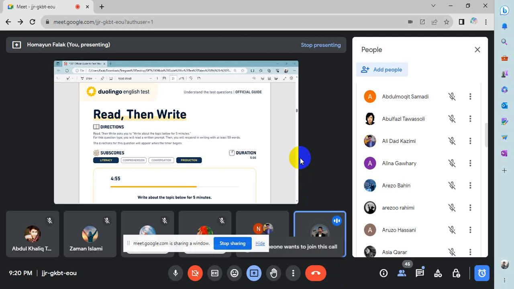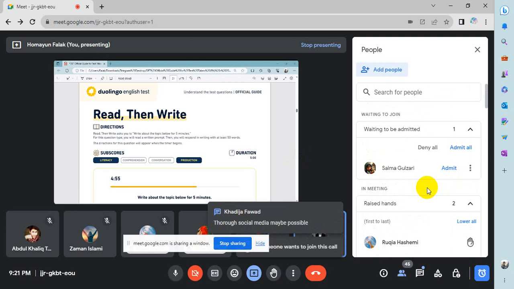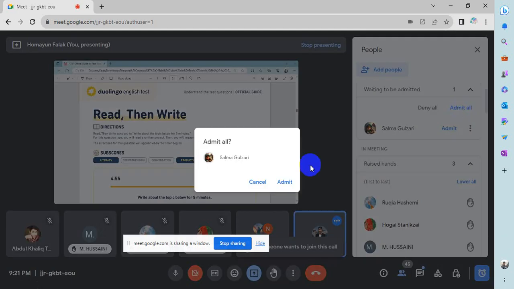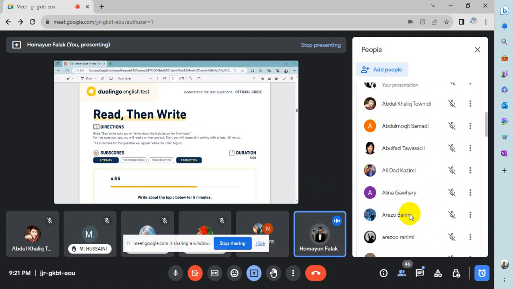If you have any question, you can raise your hands. We will put the practices for these question types on the group. We have just 5 minutes remaining in the class, and you have 5 minutes for your questions. If you have any question, please raise your hands. I'll give you time for your questions. Someone by the name of Salma, do you have any question? Okay, I think she does not have any questions. So, Ruqya Hashimi, Bana Hashimi, if you have any question, you can ask me.